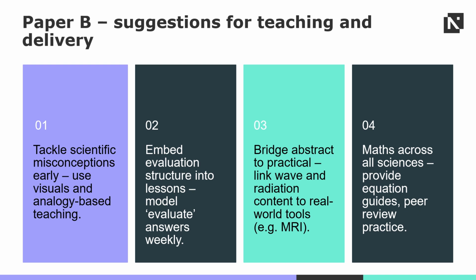Embed evaluation structure into lessons. AO3 continues to be a weak point, so it's essential to model what good evaluation looks like. Try using a weekly 'evaluate this claim' activity or comparing student responses to exemplars. Build this into routine classroom practice.